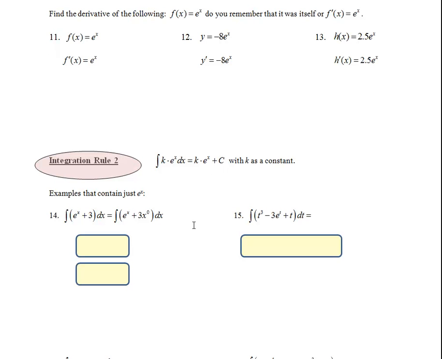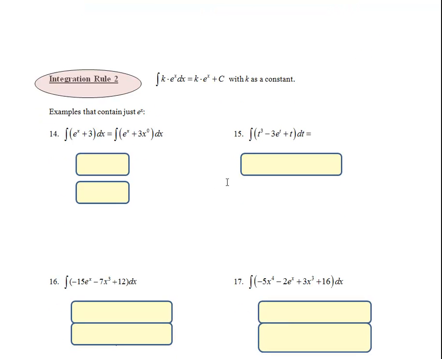Now in these particular problems, I put more terms in, some of the old rule we just had and the new one. So in problem 14, I have e to the x plus 3. Remember, 3 is the same thing as 3x to the 0. So e to the x's are nice. That should just be e to the x.